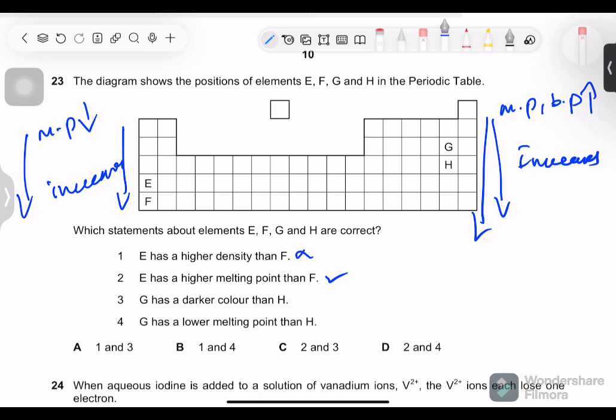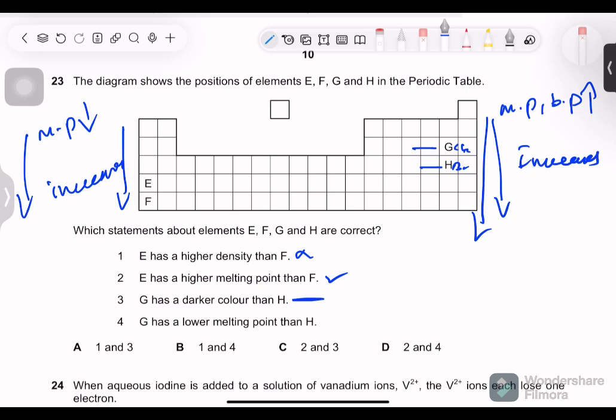Fluorine, chlorine, bromine. So this is chlorine and this is bromine. So this is pale green, this is reddish brown. So I think H should be darker. H should be darker, yeah, reddish brown. Even if we're not sure about this, we'll read 4 and we'll be sure. G has a lower melting point than H, of course.